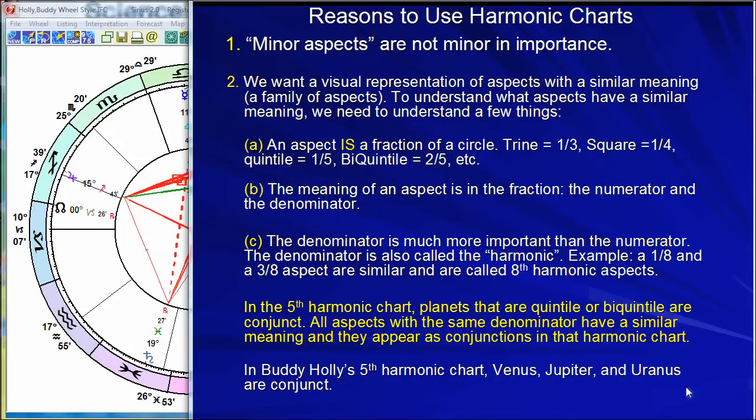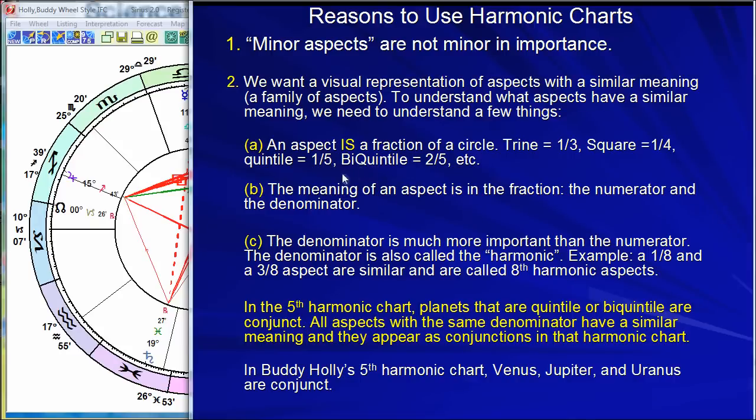Okay. Now that we've established that, if you're one of these people who's either open to the idea of minor aspects or you've started using them and you're seeing that they're important, the harmonic chart will help you see more clearly what's going on. And to review some of the ideas I started presenting, there's three major theoretical ideas behind this. One is that an aspect is a fraction of a circle. The reason why a trine is important is because it's 1/3 of a circle. A square is 1/4, and we can use other fractions, 1/5 and 2/5, and we can give them names like quintile and biquintile, but the names are not that important.